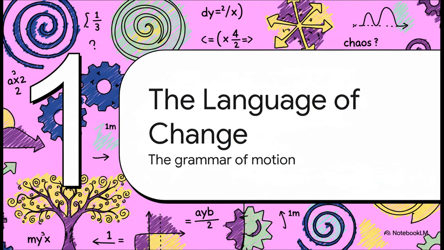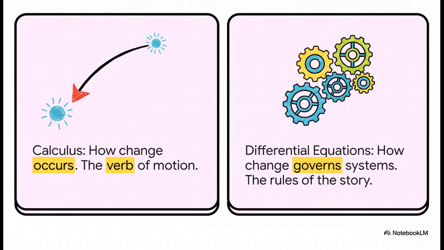All right, so if we're going to learn this language, we've got to start with the basics, right? The grammar. What actually makes it so different from the math you might already be familiar with? Okay, this is a really cool way to think about it. If you've taken calculus, you know it's all about how change occurs. It's like the verb of motion, right? The action word describing what's happening at a single instant. But differential equations, well, they're the rules of the story. They're the whole narrative. They don't just tell you that something is changing. They tell you why and how that change governs the behavior of the entire system.